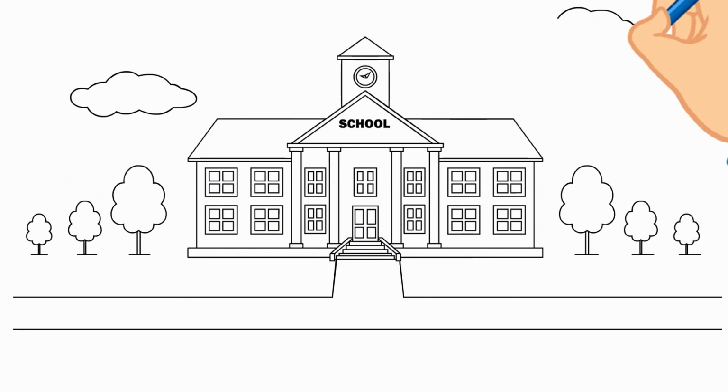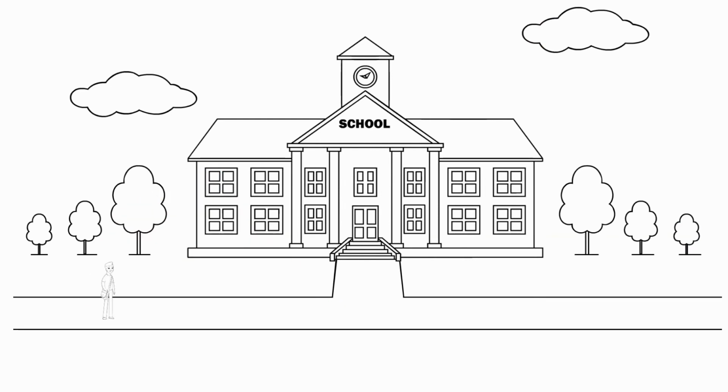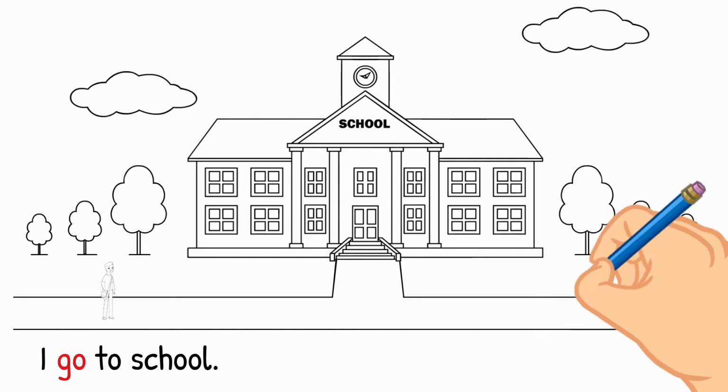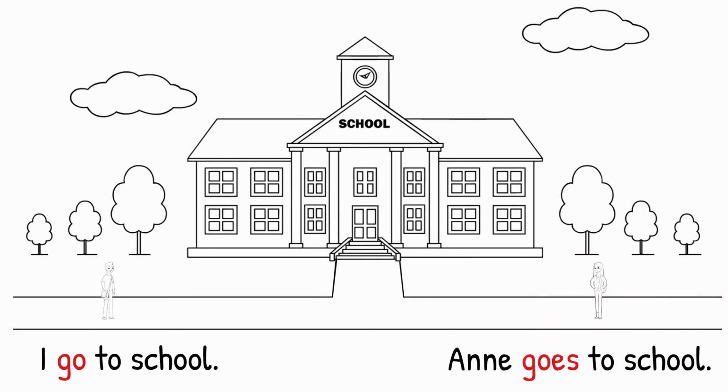Let's compare the two. Imagine you and your friend Anne have school today. When you talk about yourself, you will say, I go to school. Go doesn't have s because the actor is I. But when we talk about Anne, we would say, Anne goes to school. Go has an s because the actor is she. Can you see the different spelling for go? Let's try one more.